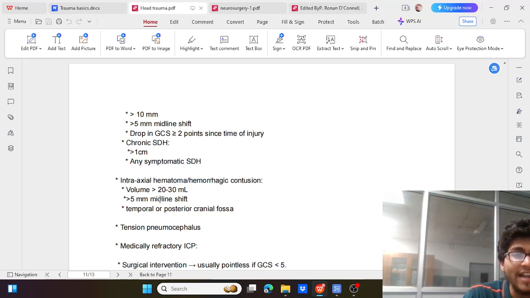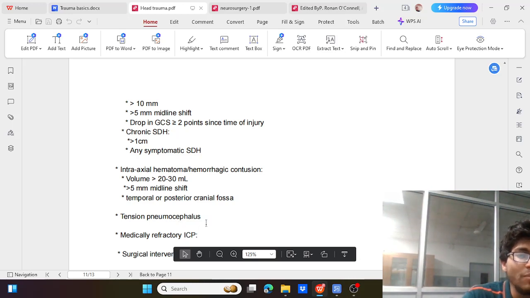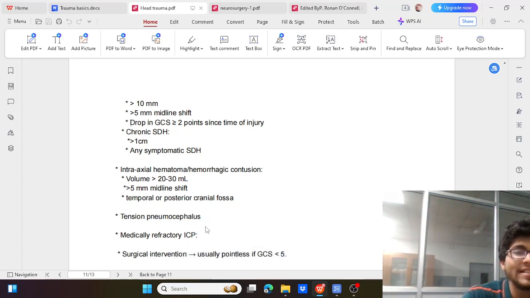And in intra-axial hematoma or hemorrhagic contusion, like bleeding inside the brain, volume is more than 30 ml, 5 mm midline shift, which is the same. Then temporal or posterior cranial fossa involvement. Then tension pneumocephalus. Pneumo is air. So if there is air inside the brain which is causing tension, increasing pressure, then we have to open up.